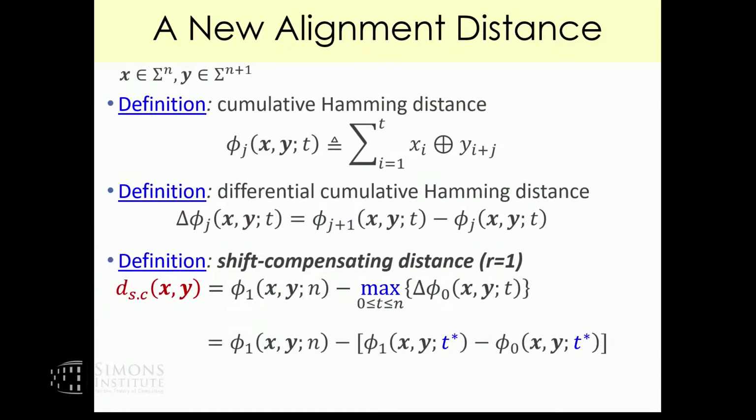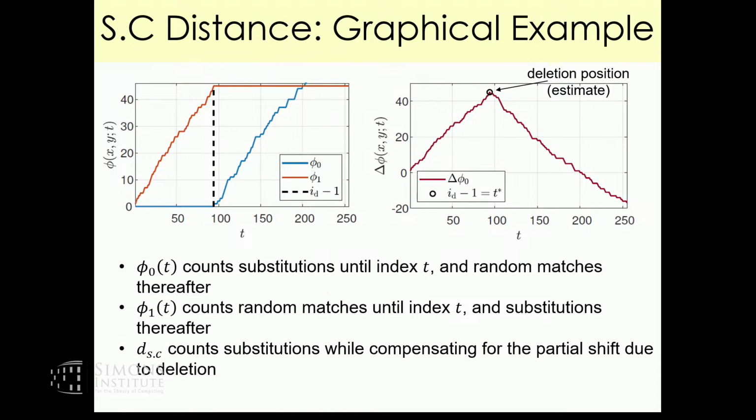So we propose that. Let's see why it's a good idea. Let's first see a graphical example. Basically, we have this phi0 in blue, phi1 in orange, and we look for the maximum, the position where they differ maximally. We declare that, and as you can see here, it's not a coincidence, because that maximal position is a good indication of where the deletion happened between y and x. So that's a graphical intuition.